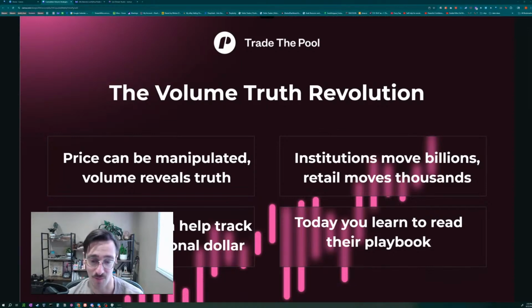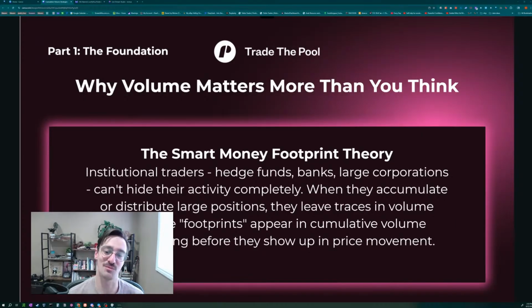So in that case, what we're really looking for is how to find these footprints of institutional money. So we have 5 indicators today that we're going to be talking about to help identify those. And if I do my job, you will learn how to read their playbook effectively. So volume matters more than you think. And let's talk about why.